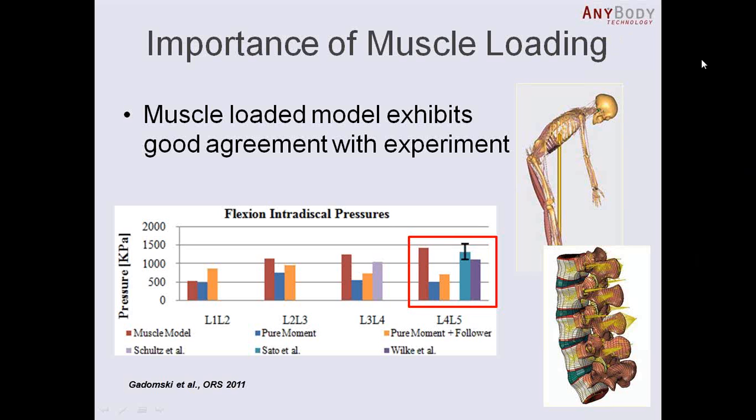Looking now at the bar chart, let's focus on the L4, L5 results for which there are experimental data. You can see that muscle loading produces much better agreement with the experiments and provides a more conservative basis for potential implant design applications compared to those simple pure moment loading scenarios with and without the follower load. So the pure moment with and without the follower load is sort of the more historical loading scenario that's used frequently in a finite element study. And these results help us to gain some insight into the fact that those loading conditions probably are not as realistic as we'd like them to be.